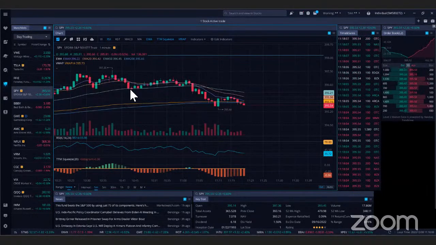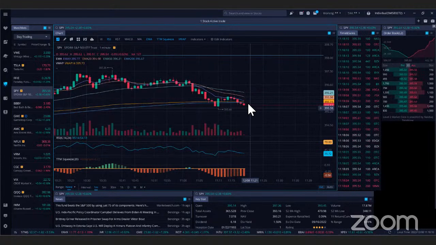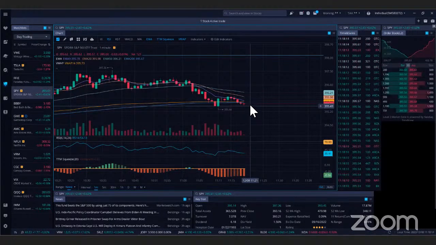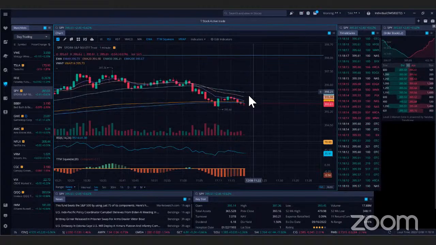So I'd probably go short here on SPY really though. But I'd rather break under 395.44 before I did that. Make a new low. That's one. So that's a momentum trade.